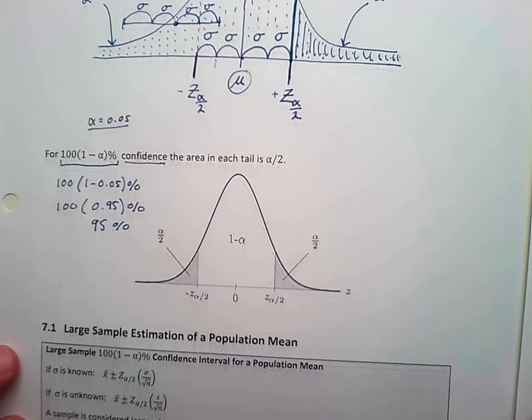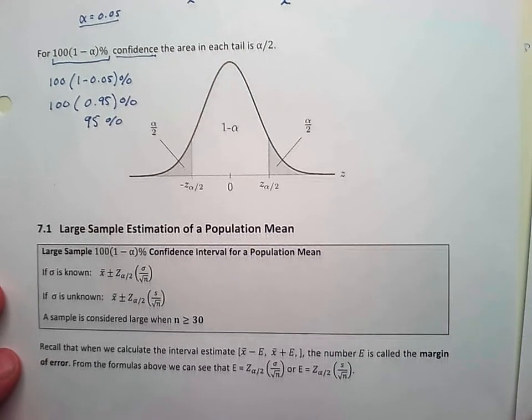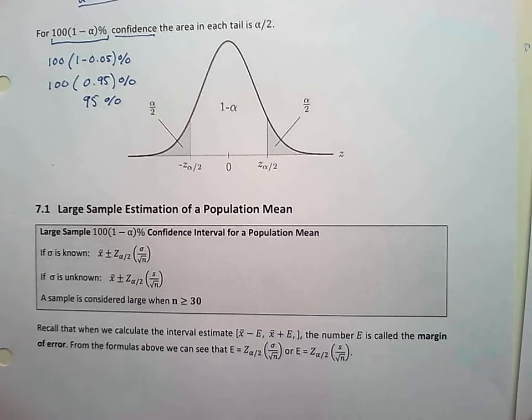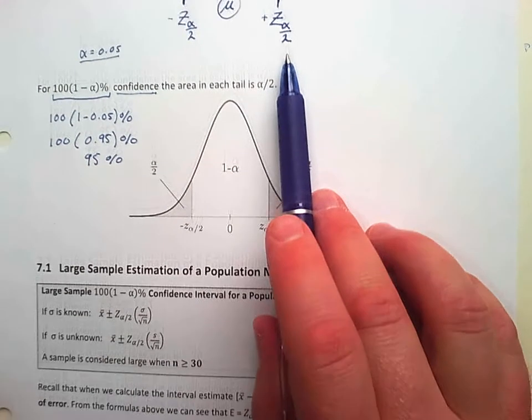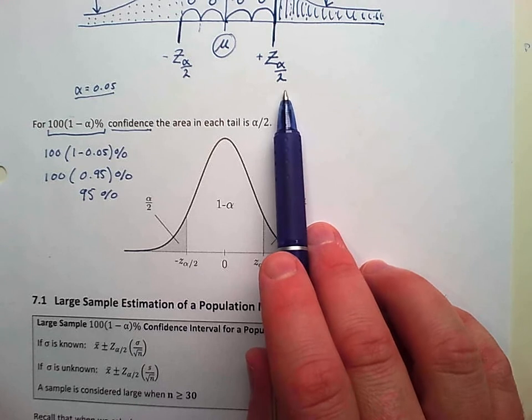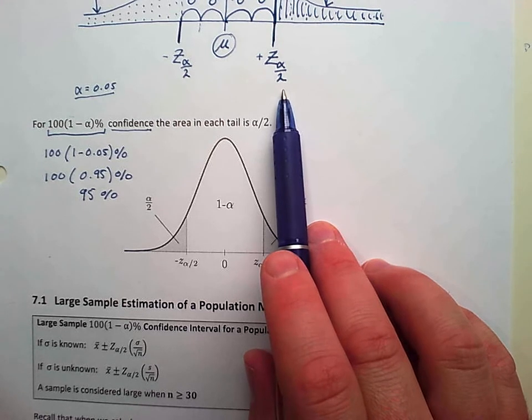Alright. So that was a rather long overview of not only the big picture from Chapter 7, but also some of the definitions and some of the notation that we're going to use going forward.